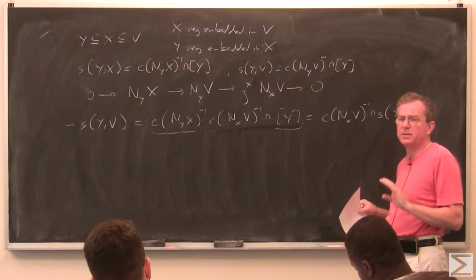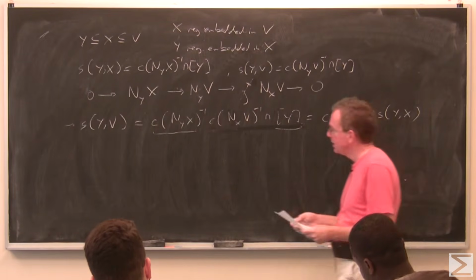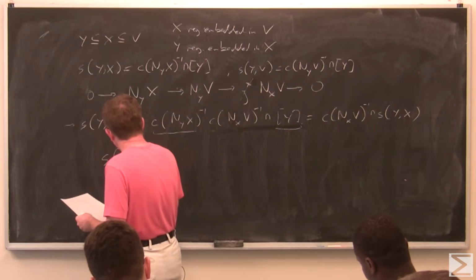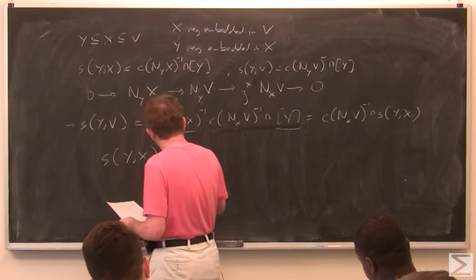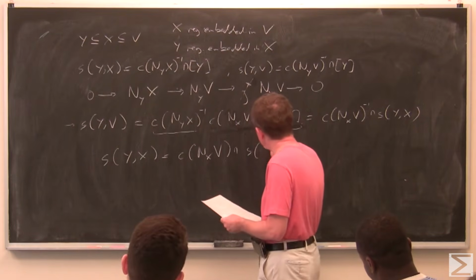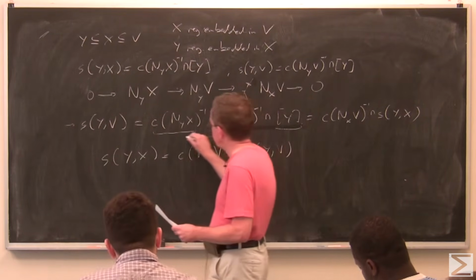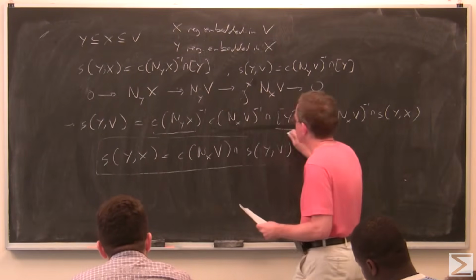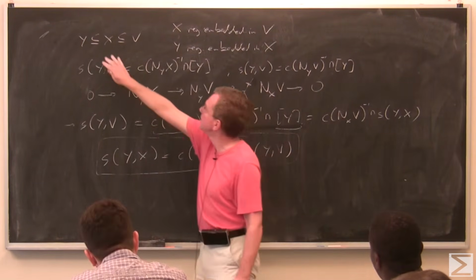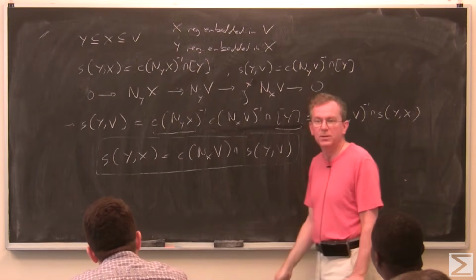What I'm writing is distressingly obvious. That's the whole problem. So I can write this nice formula. In this situation, the Segre class of Y in X is the Chern class of N_X V inverse, Segre class of Y in V. You run into this and you're very happy, because whenever you're running into such a situation, you will know that you can compute this class by knowing the other ingredients.